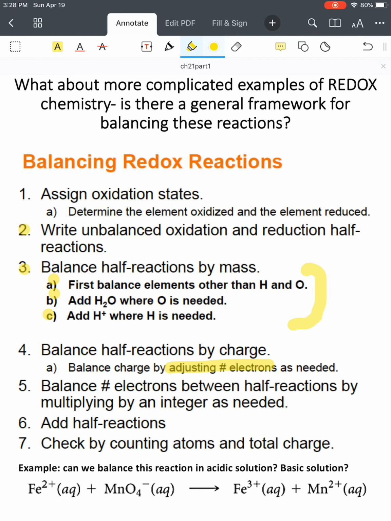We then add our half reactions together in step 6, and we can double check to make sure that our reaction's balanced. So what I'd like to do now is just work through an example to show how this works. I'm going to give us this redox reaction down at the bottom of the slide, and then we're going to work through balancing it. Now, before I get into this problem, I want to define for you a specific set of conditions to look for.